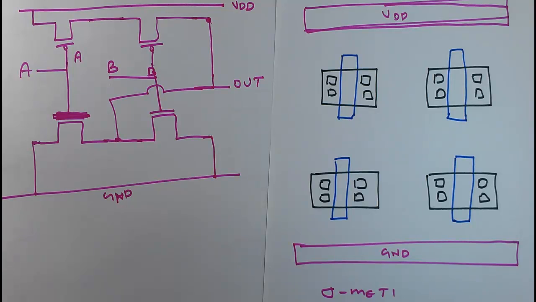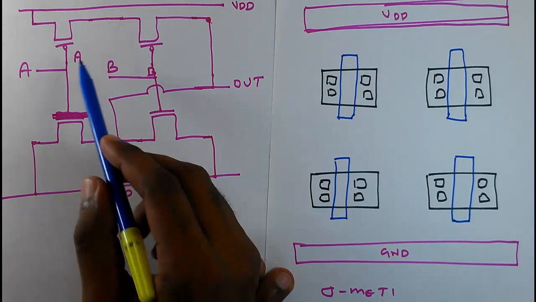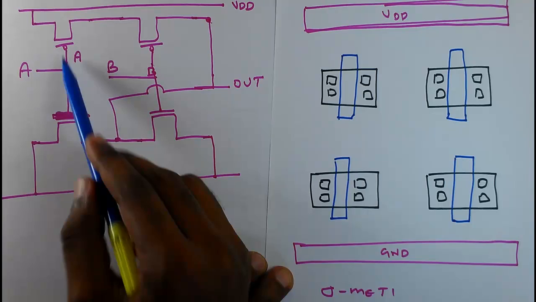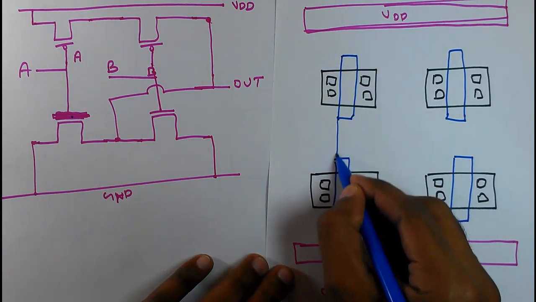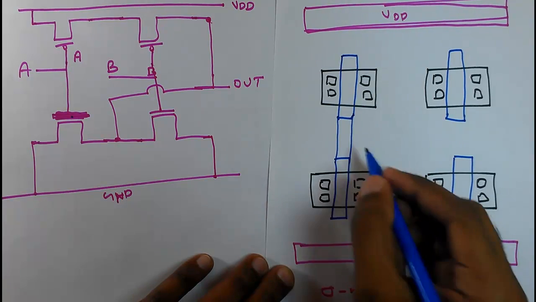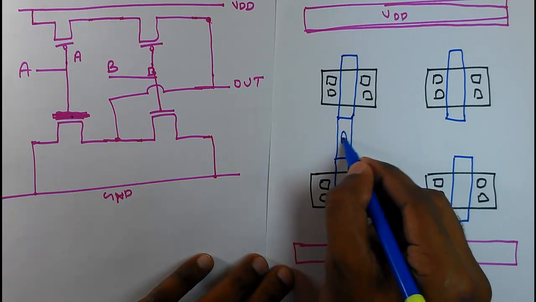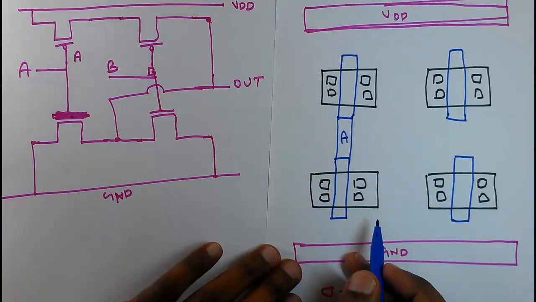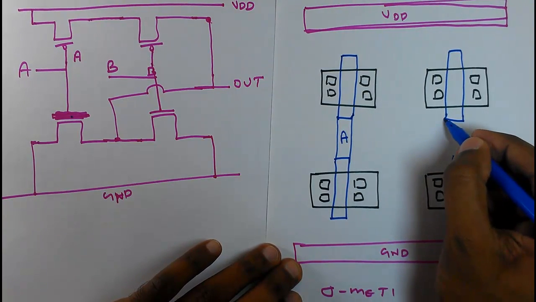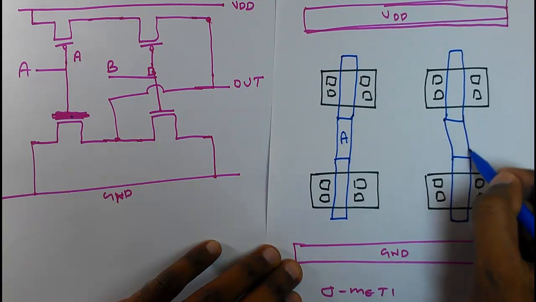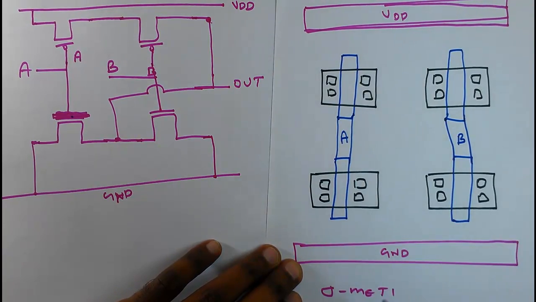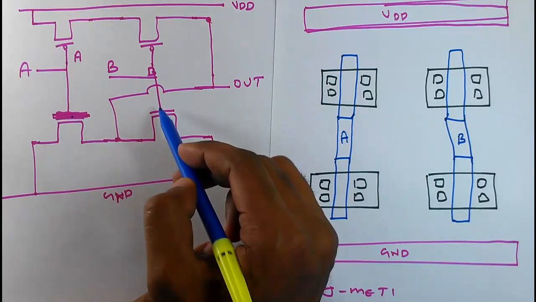So first of all I am starting with the gate. We know the gate of this PMOS is connected to the gate of this NMOS. So we can connect them together. This is the connection A. This is one of the inputs, A. And similarly we can connect the B also. This is B. Now these two connections are over.